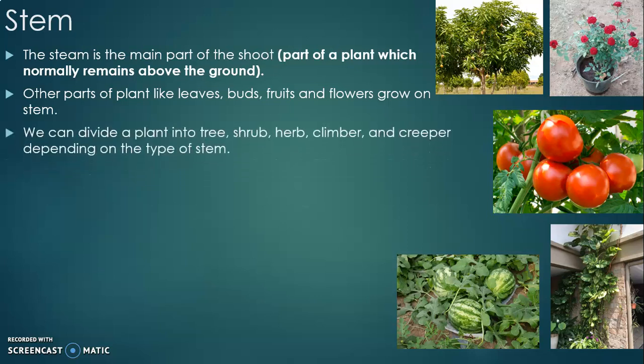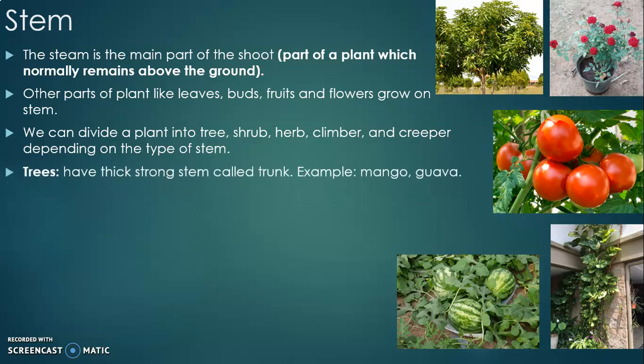And we can divide plants into tree, shrub, herb, climber and creeper depending on the type of stem they have. So depending on the type of stem, we divide the plant into whether it is a tree, herb, climber, shrub, or creeper. So let's discuss what trees are. Trees have a thick strong stem called trunk. Example, mango and guava.